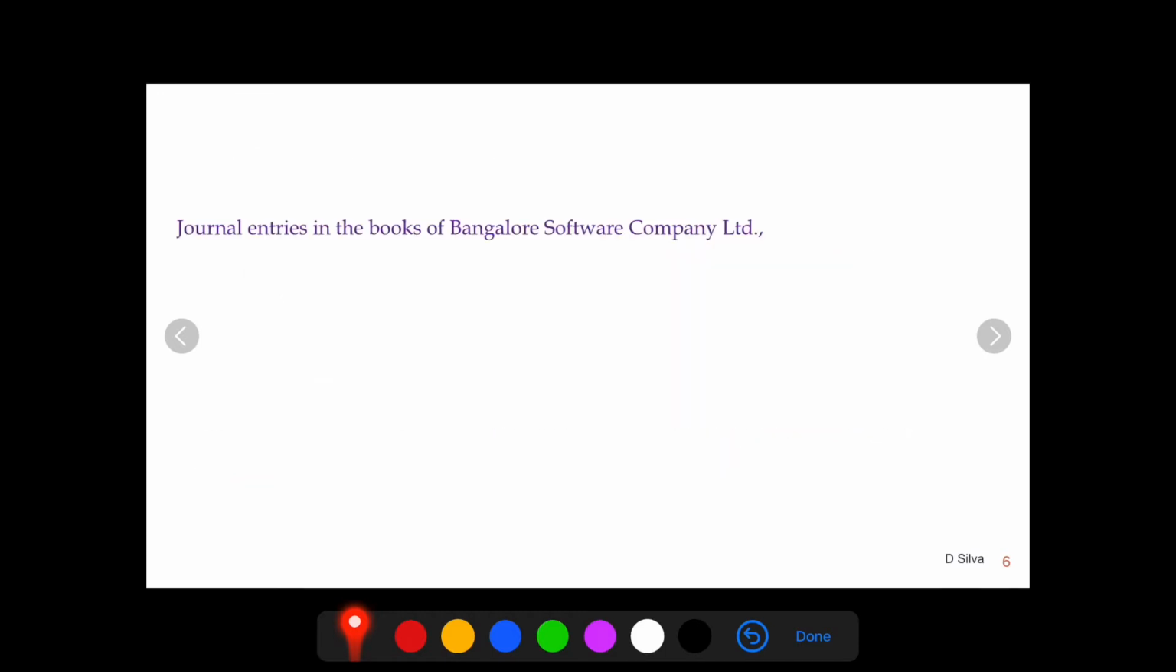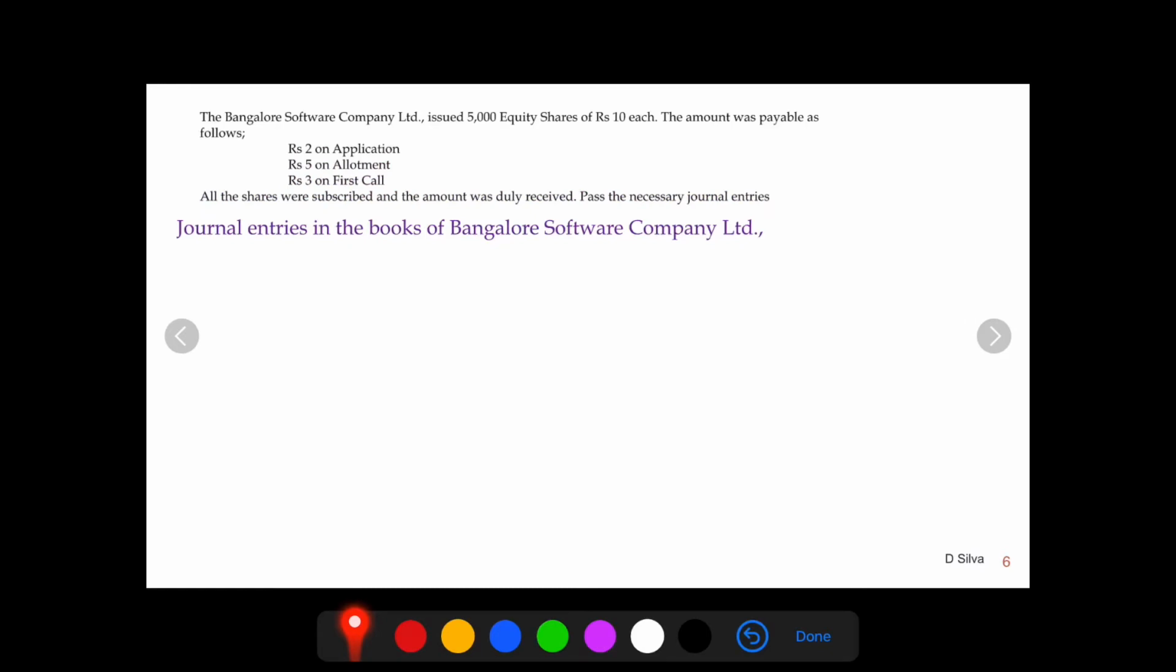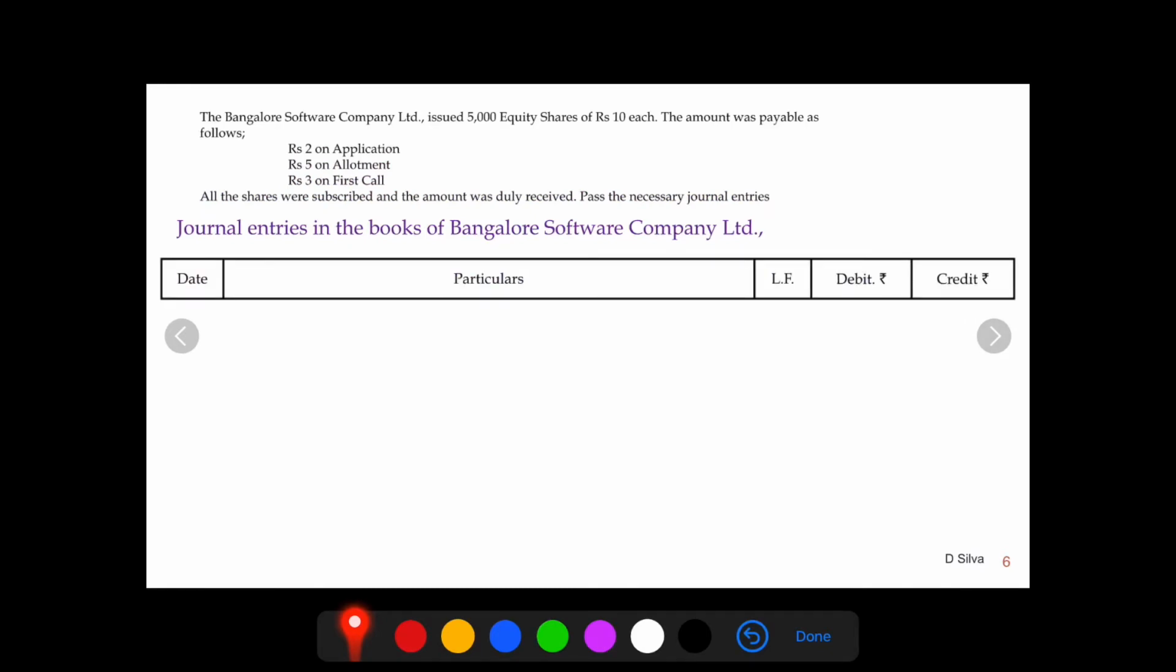Journal entries in the books of Bangalore Software Company Limited. Students, you know the format of the journal. So the first column is for date, particulars, followed by ledger folio, debit column and credit column to record the amount. So now we are going to pass the journal entry for the first installment, that is application. The money received on application is going to be 2 rupees against 5,000 equity shares. So it's going to be 5,000 shares of rupees 2.